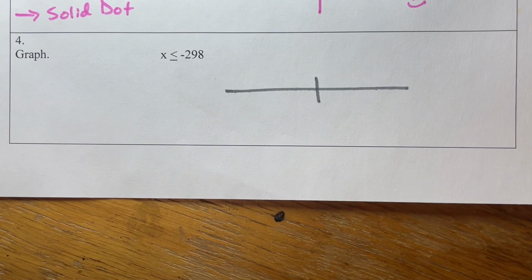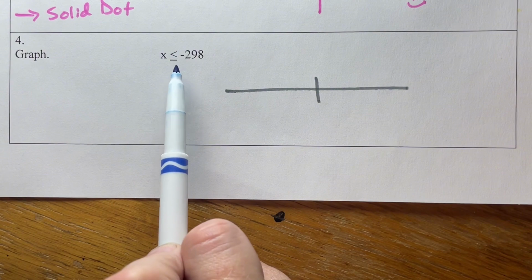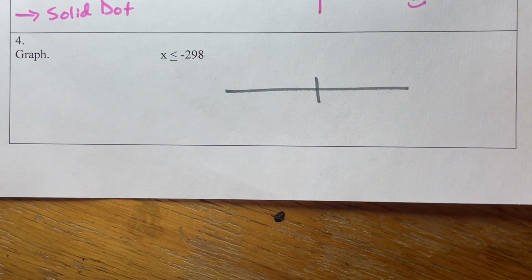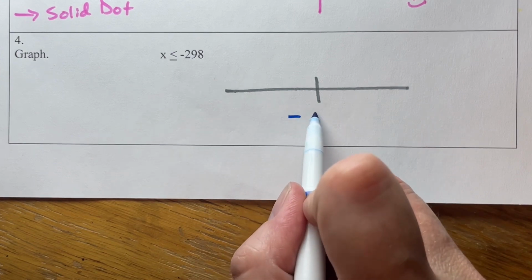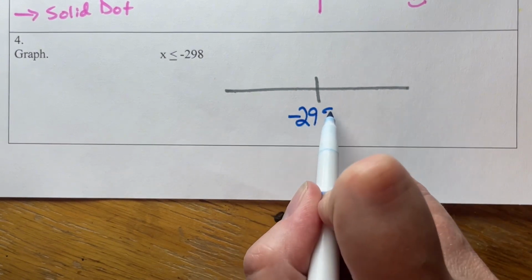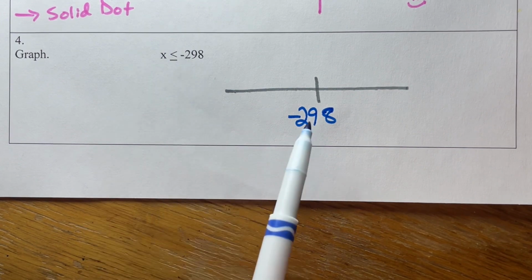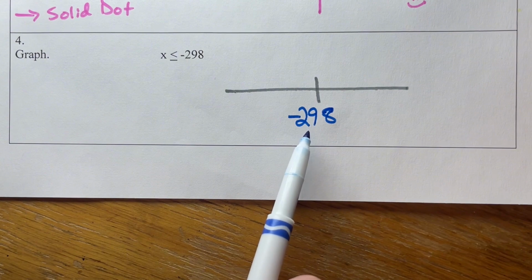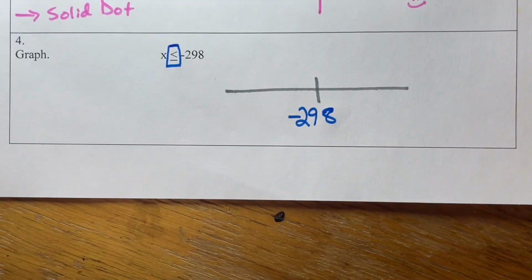In our fourth and final example, we're going to graph x less than or equal to negative 298. So our point of interest is negative 298. That might freak you out because it's a huge number. Actually, it's a really, really tiny number, but you don't need to worry about it. You just have to find it or place it on a number line. What's really important is to see what our inequality is doing. So let's talk about that.